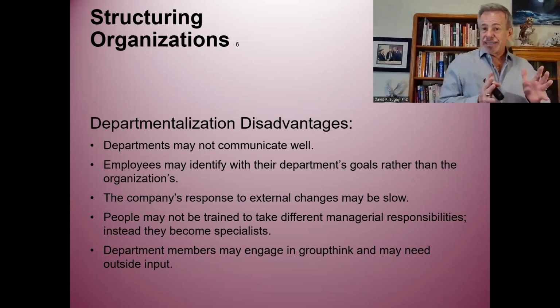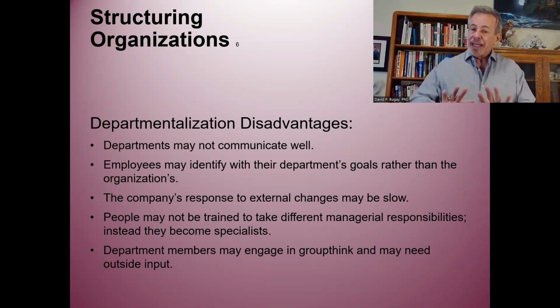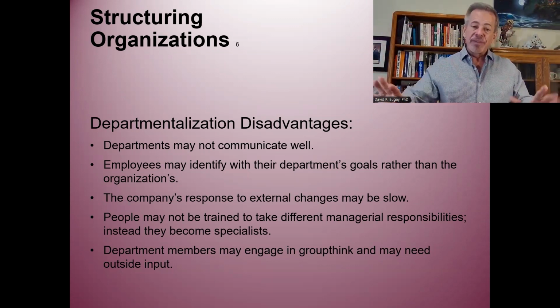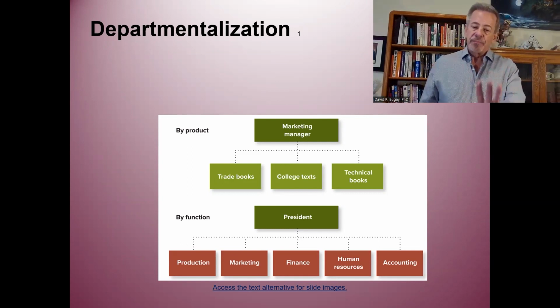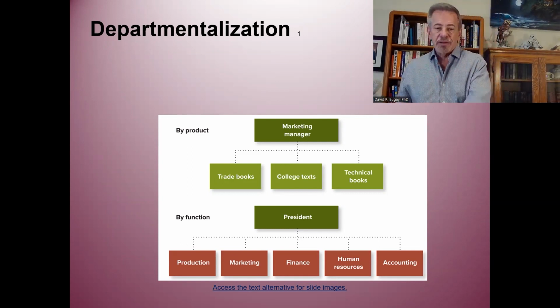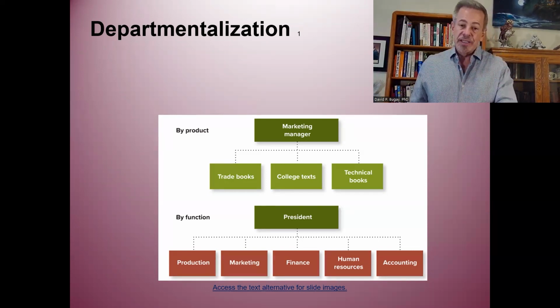You have people that sit down, they fight for their cause inside their silo, and they diss everybody else that's outside of it. That's a problem, and probably the single biggest problem, departmentalization. So keep that in mind. We talk about different aspects here. You can see production, marketing, finance, human resources, accounting. They all have different things. So when you break it up by function, you'll see this.